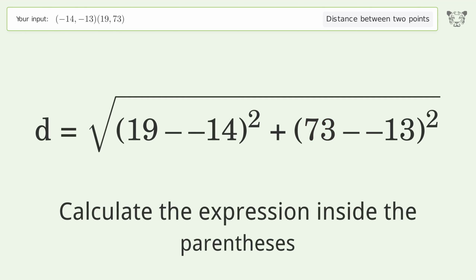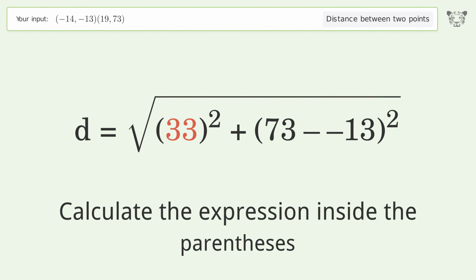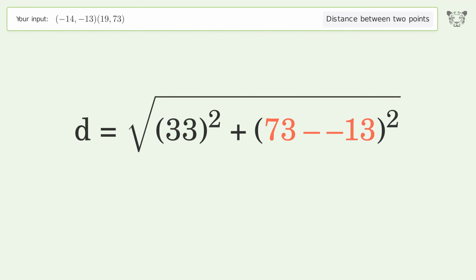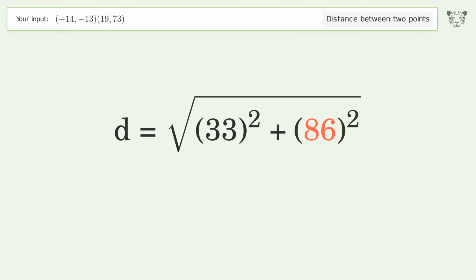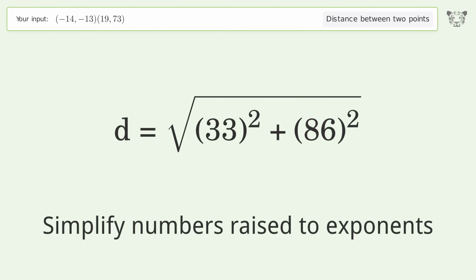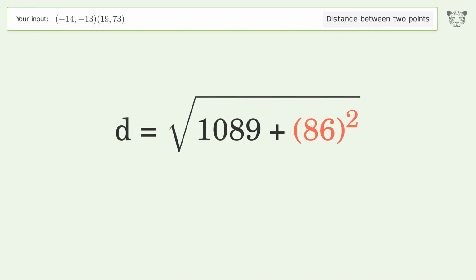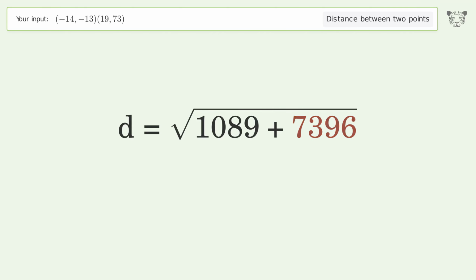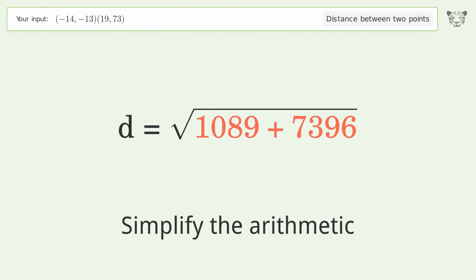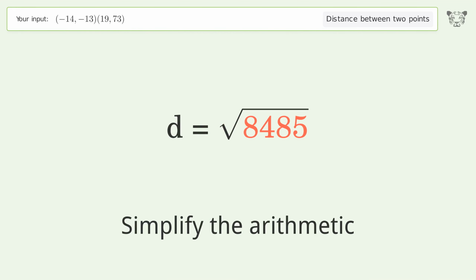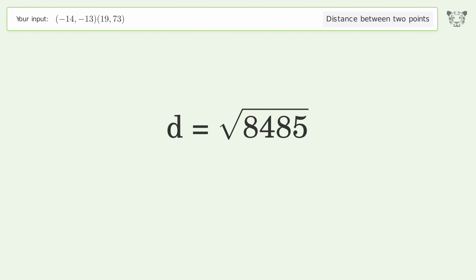Calculate the expression inside the parentheses. Simplify numbers raised to exponents. Simplify the arithmetic. And so the distance between the 2 points is the square root of 8,485, or 92.114.